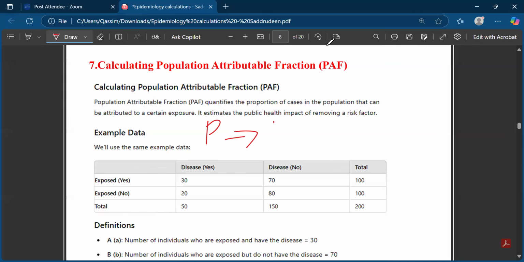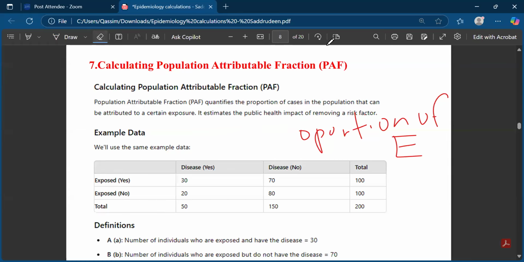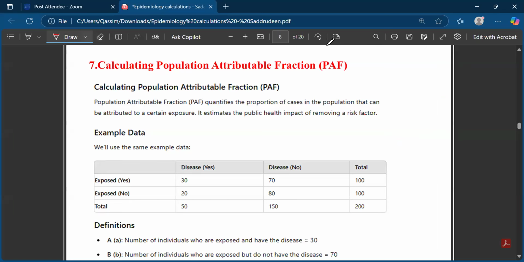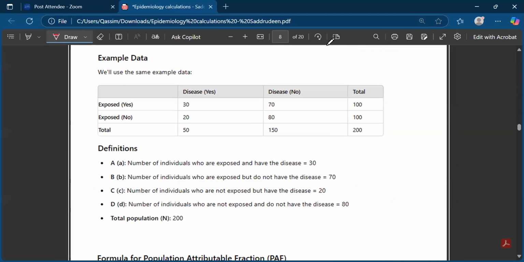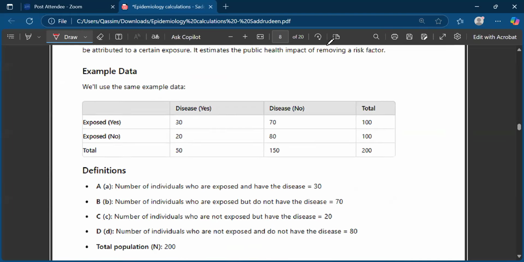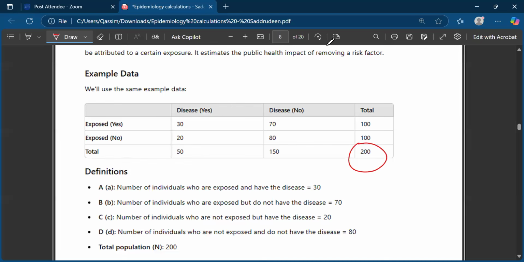So the first thing is to find the proportion of exposed individuals. We need to know, of the total, how many people have been exposed to this, or how many people have the risk factor of smoking, for example. So we can see here our total population is 200. I want you to pay keen attention to this. We need to know the proportion of the exposed individuals. The total number of exposed individuals are which ones?